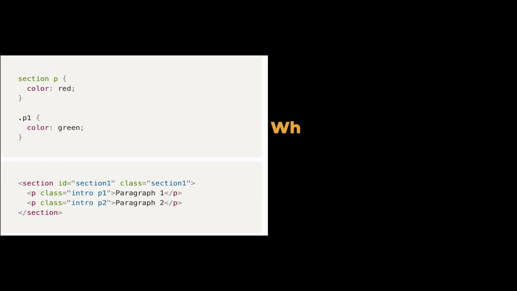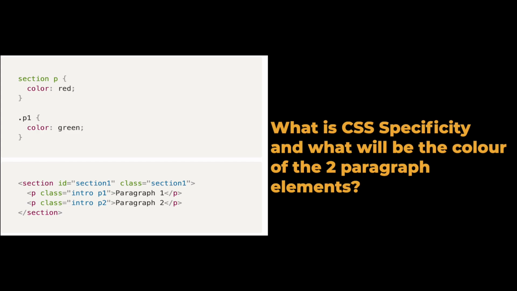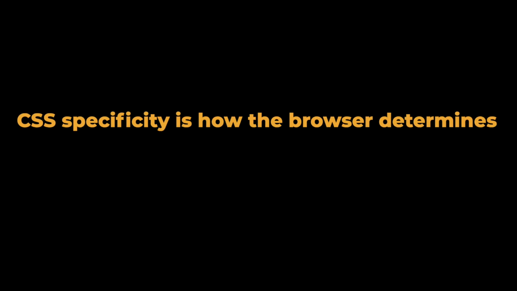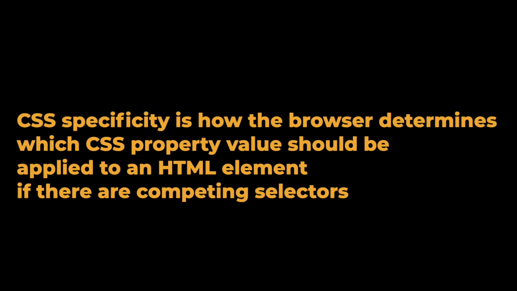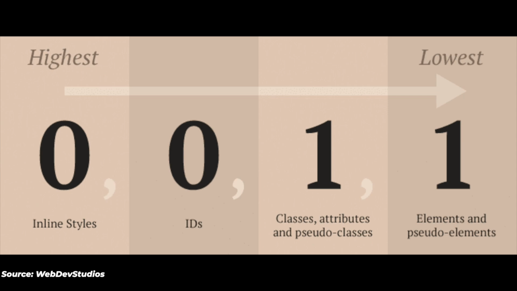Number 3, what is CSS specificity and what will be the color of the two paragraph elements? Specificity is how the browser determines which CSS property values should be applied to an HTML element if there are competing declarations. There are 4 categories that determine the specificity of a selector, going from the most specific to the least.